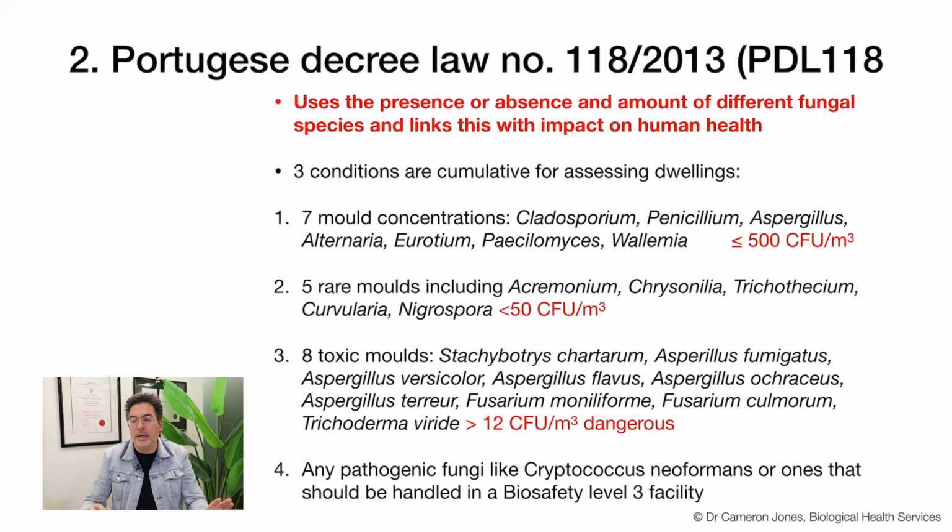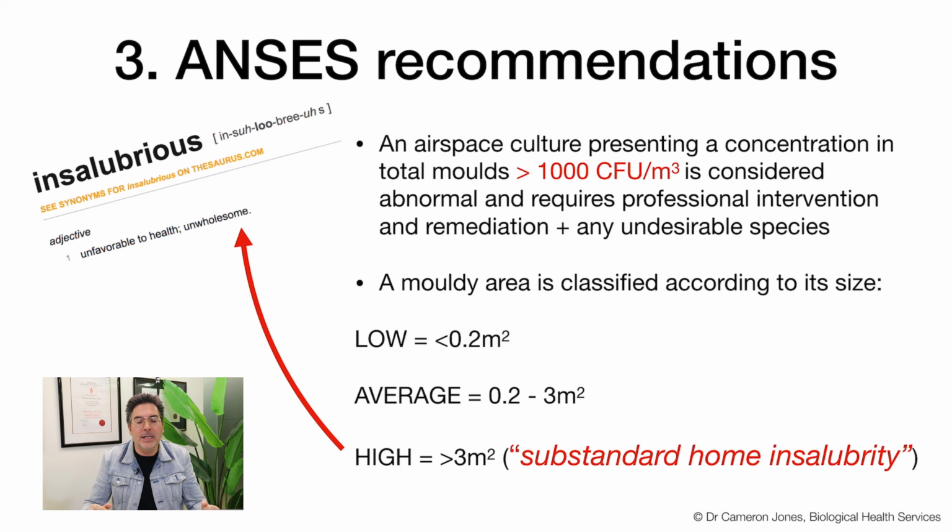You know, they can grow. And so it's interesting that the Portuguese have actually defined this into this law. Now, if we go on to the third way that the French have been defining contamination, they call it the ANSES recommendations. And this takes into consideration not just the airspace contamination. Again, they say anything over 1,000 colony forming units is considered abnormal and requires professional intervention and remediation, especially when any of those undesirable species, as were present and identified in the Portuguese decree law.